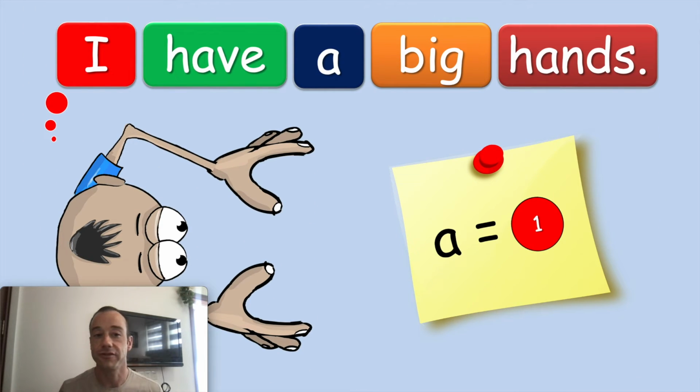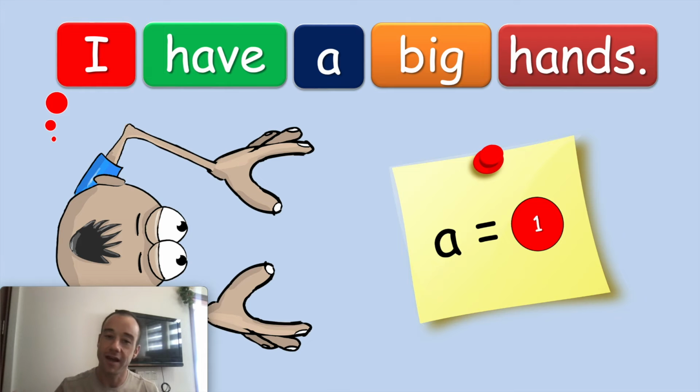And then very naturally do the same thing. I have a big hands. And say it as if that is totally correct. And I'm sure some student in your class will figure out that this is a mistake, and they're going to want to raise their hand and tell you that it's wrong and that you made a mistake. They're going to be so excited.